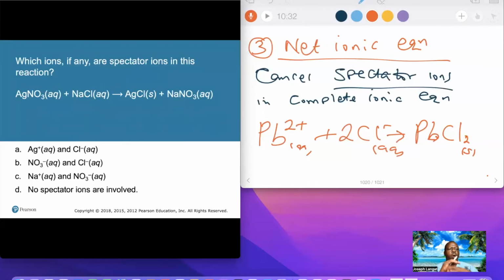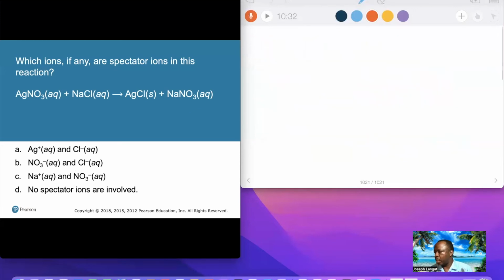Let's see which ions, if any, are spectator ions in this chemical reaction. So I'll see that chloride formed the solid, so I'm just going to cancel anywhere I see chloride. I see silver, so A is wrong because we have silver. Well, B, nitrate is okay, but the chloride is wrong. So A and B are wrong. And lastly here, sodium and nitrate ion, they are the spectator ions. Just going to cancel that out. D, of course, is wrong. So the correct answer for that is C.